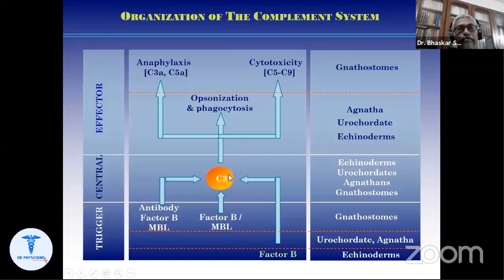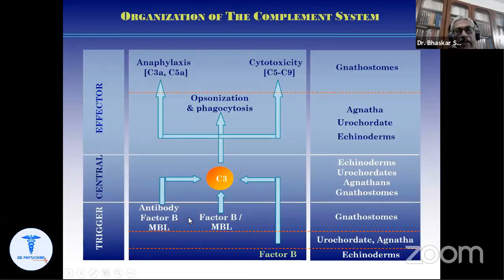So the next topic we will come to is the complement system, because the complements, like I said, are organized in three different sectors. The first one is the trigger. The trigger can happen in two different ways. One is the classical way, which involves antibodies. The antibodies, through the constant region of the heavy chain, can fix the complements and trigger the whole cascade.